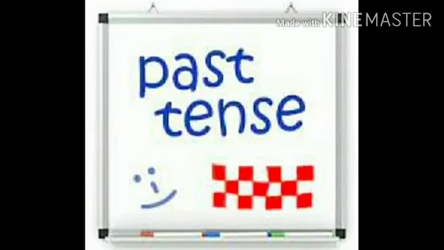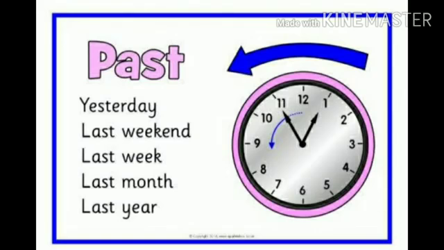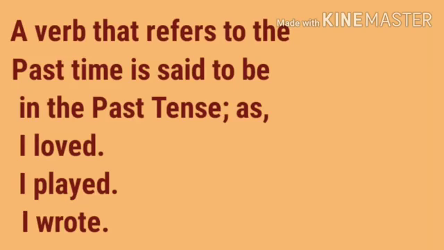Past tense. Past tense tells us what happened in the past time, like yesterday, last weekend, last week, last month, last year, and any past time. A verb that refers to the past time is said to be in the past tense. Look at these examples. I loved, I played, I wrote. Each of these examples tells us what happened in the past time.